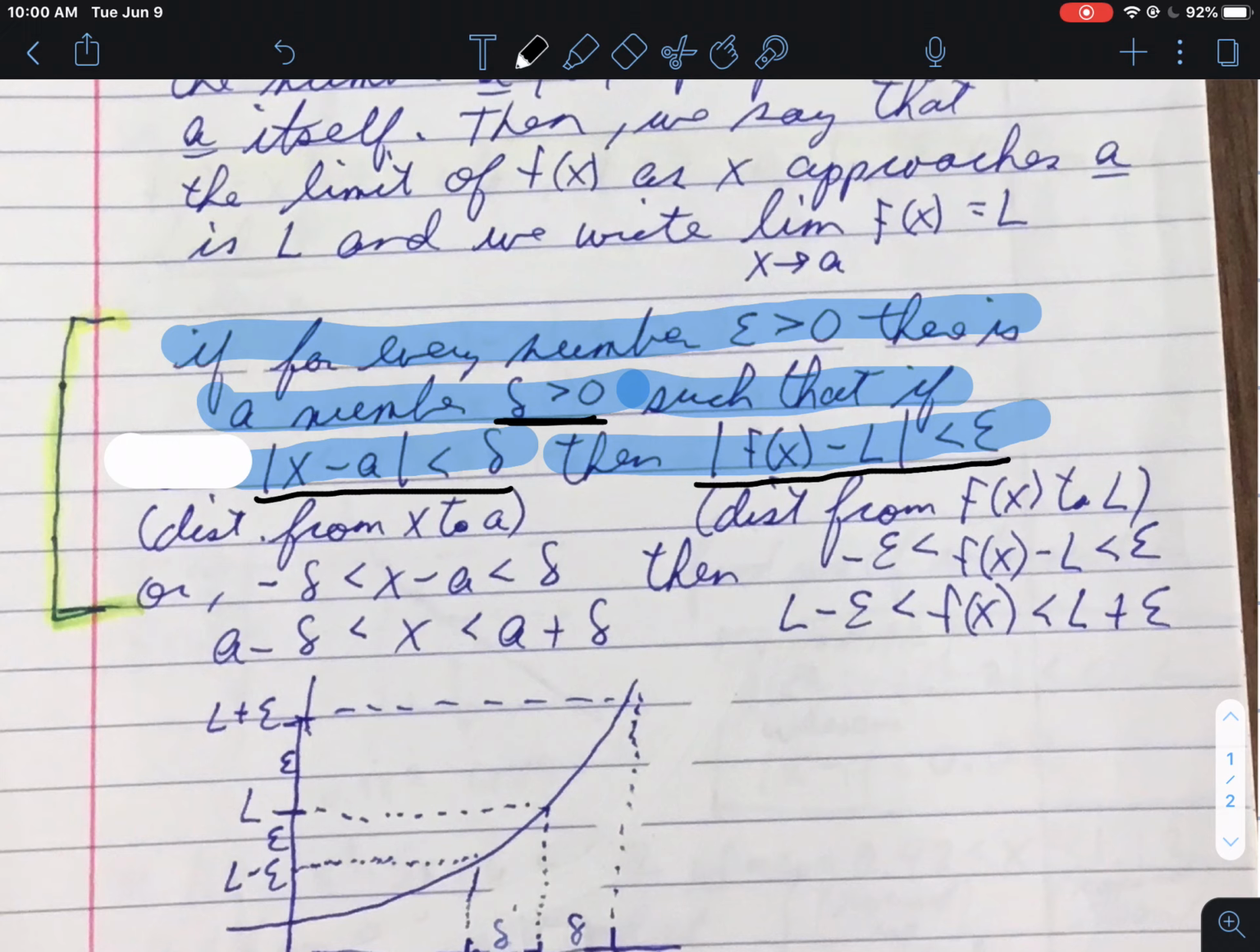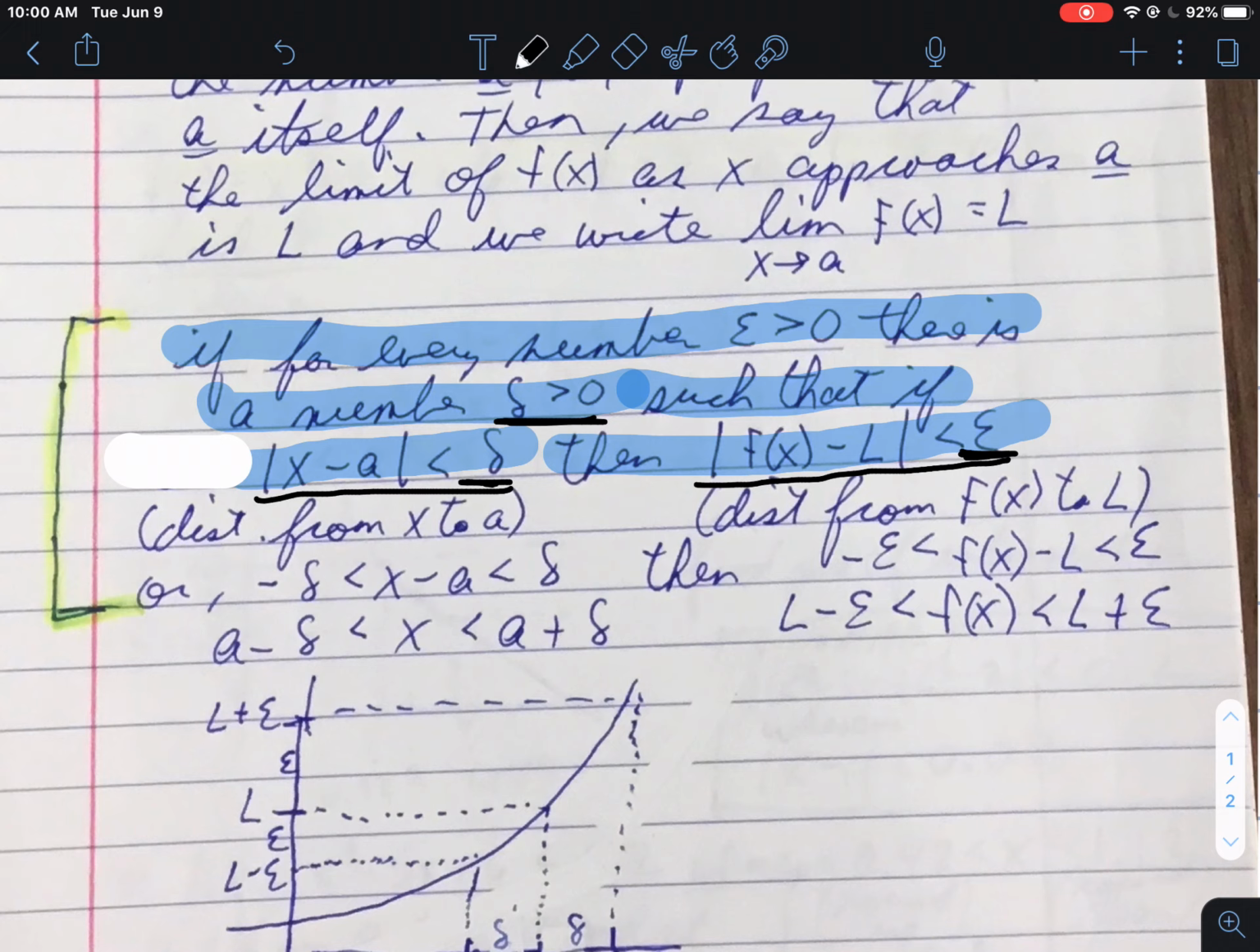Right? And so if you tell me how close you want this to be, how close do we need the function to be to L, then I can tell you how close to a I have to pick those x values in order to accomplish that. All right? So that's the statement. The next piece of this is the algebra.